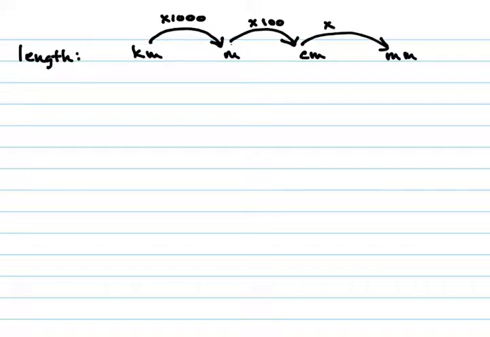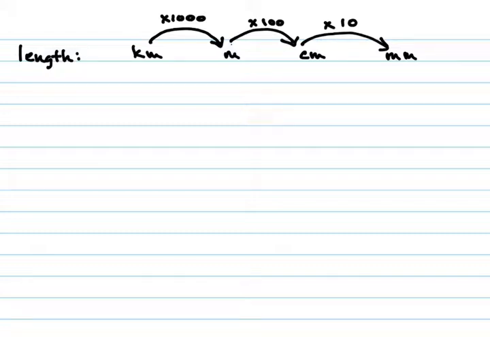And from centimeters to millimeters, it's times 10. So 1,000, 100, 10. You're just dropping off a 0 each time. Okay? So it's really easy to remember. If you can remember kilo is 1,000, then the rest of them just drop a 0.